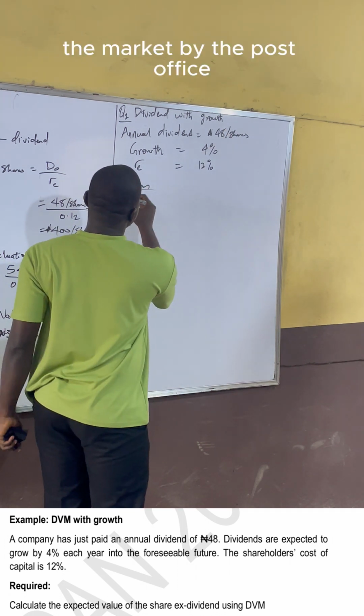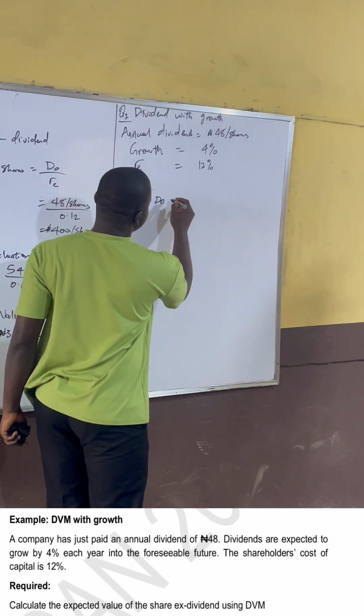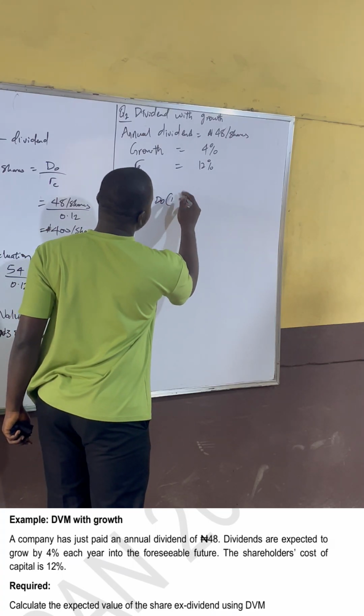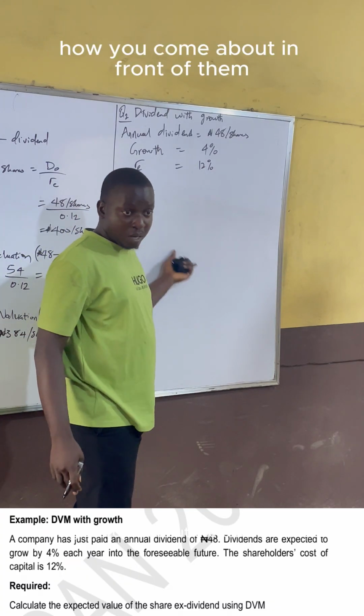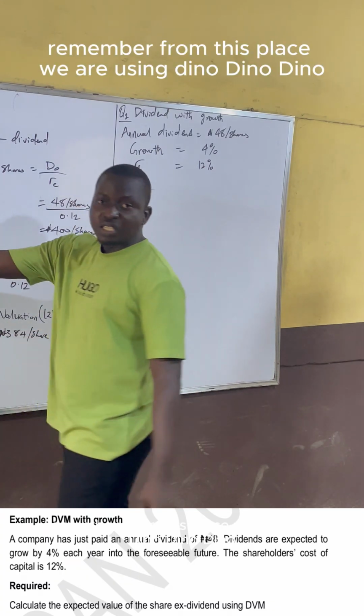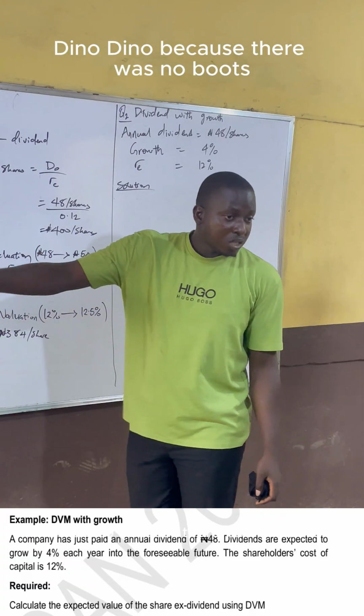Okay, let me write it for that. The market value equals to what? D not open bracket what? No, let me pause on that. I want to show them how you come about it. Remember, from this place we are using D not because there was no growth.